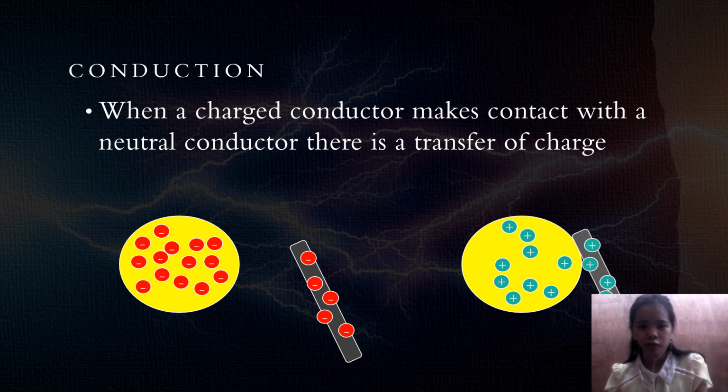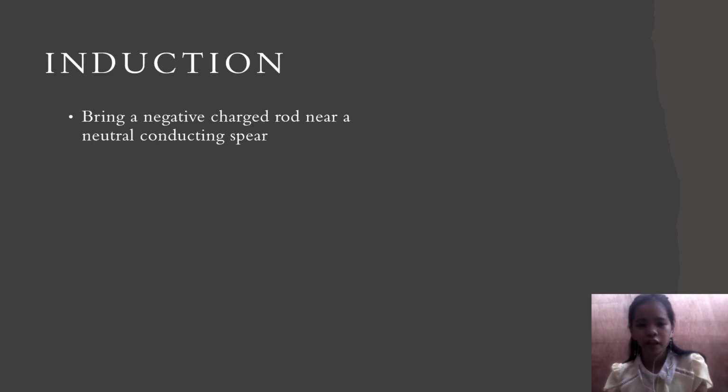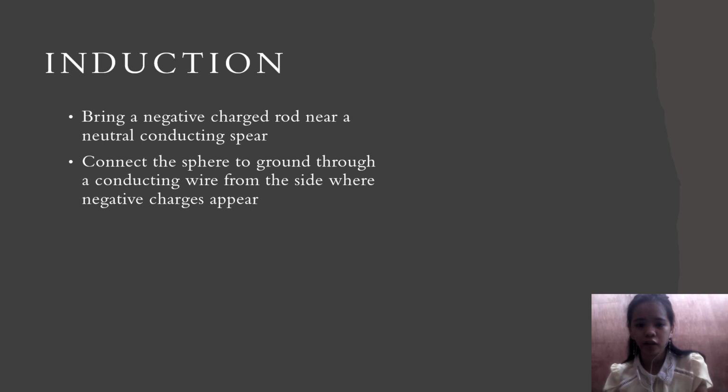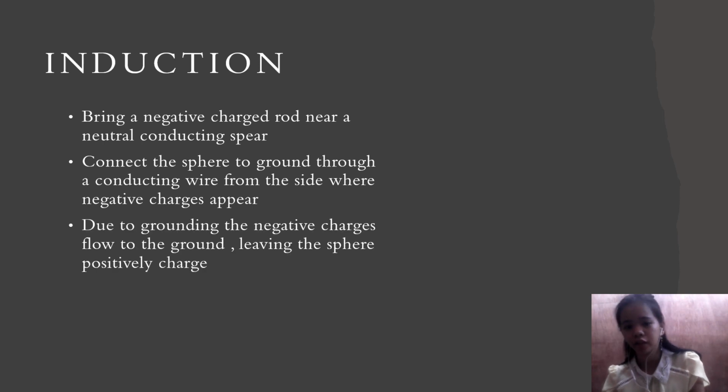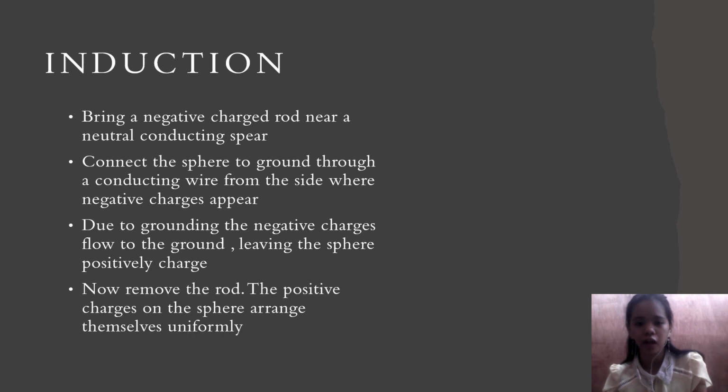The proton is transferred to the ball, leaving both with positive charge. So next, induction. Bring a negatively charged rod near the conducting sphere. Connect the sphere to ground through a conducting wire from the side where negative charges appear. Due to the ground, the negative charge flows to the ground, leaving the sphere positively charged. Now, remove the rod. The positive charge on the sphere arranges itself uniformly.